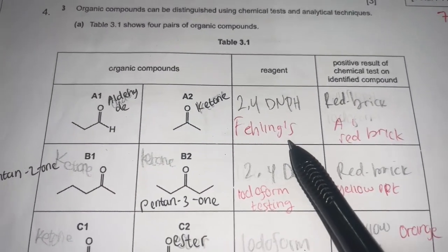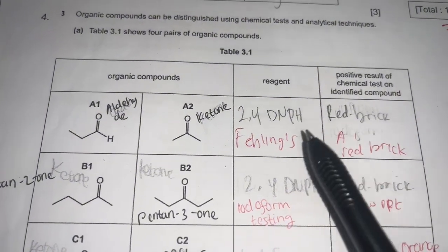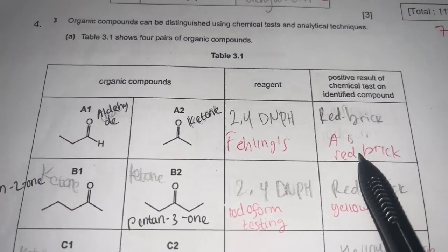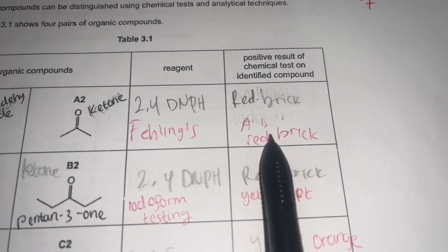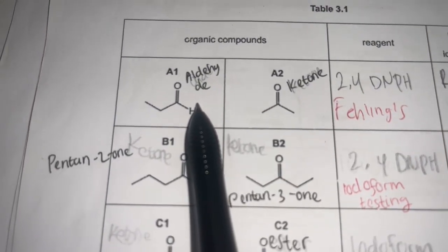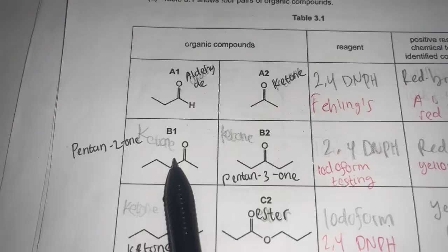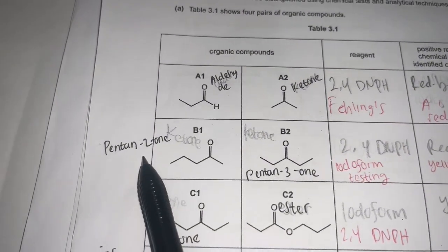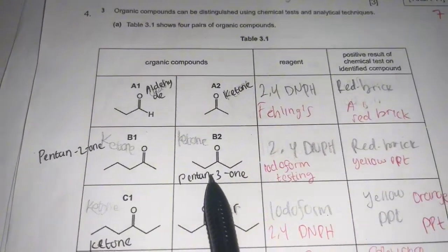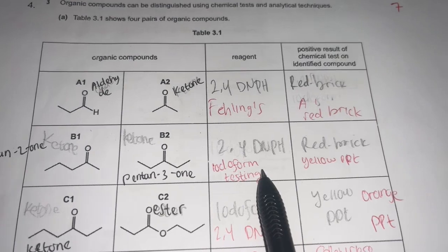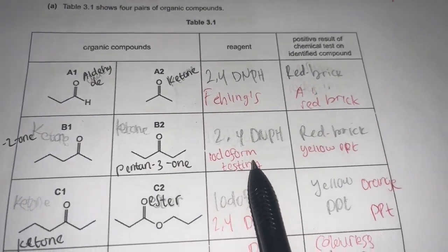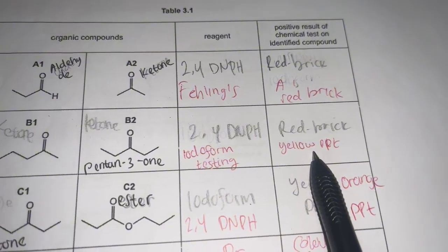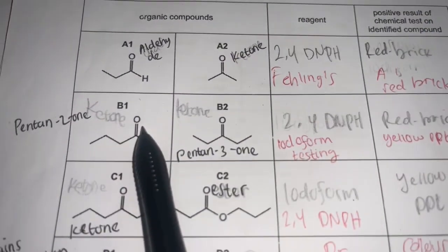So the reagent that we need is Fehling's solution, and the positive result is A1 will produce a brick red precipitate because aldehydes will oxidize but ketones do not. Number 2, B1 is pentan-2-one and B2 is pentan-3-one. The reagent that we need is the iodoform test, and the positive result is a yellow precipitate shown by B1.